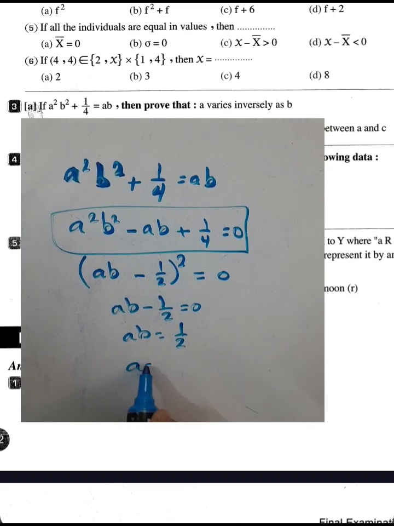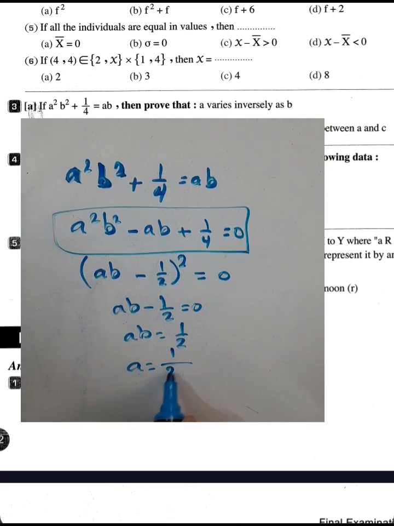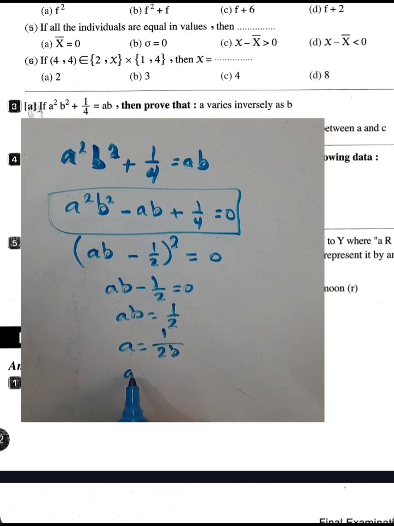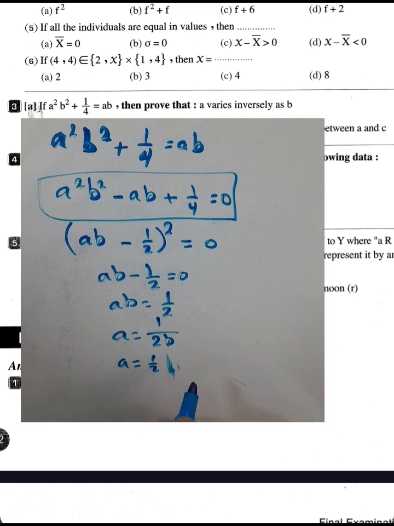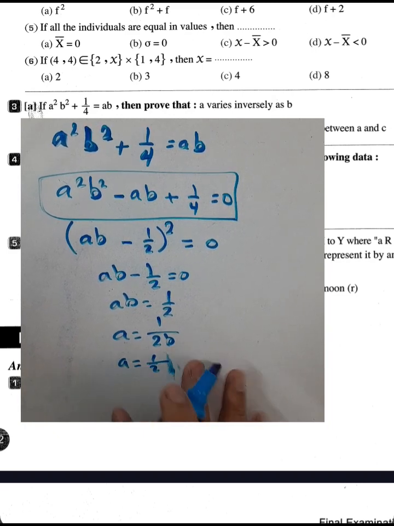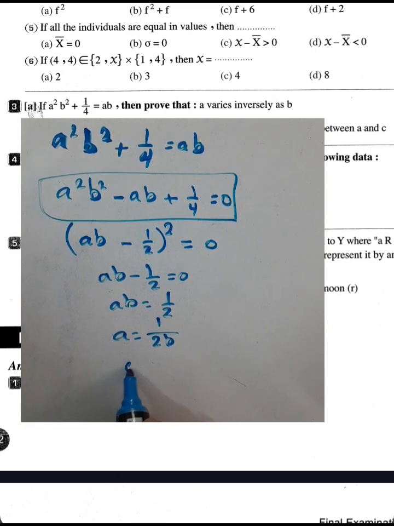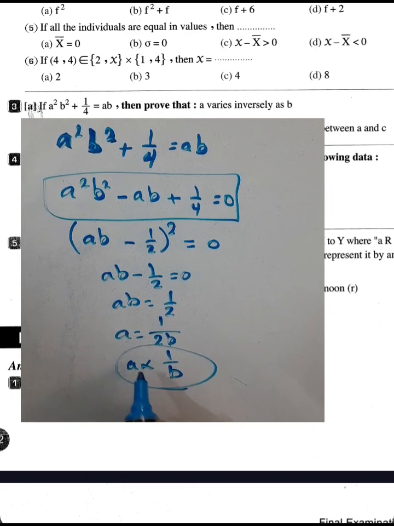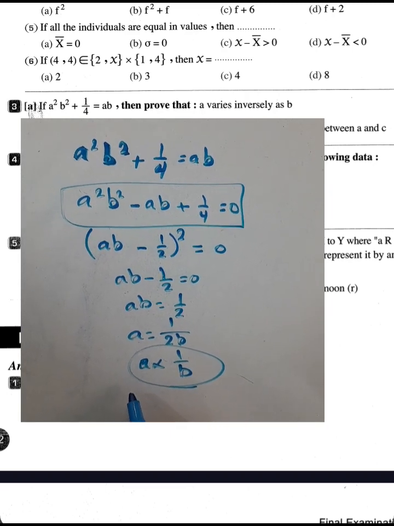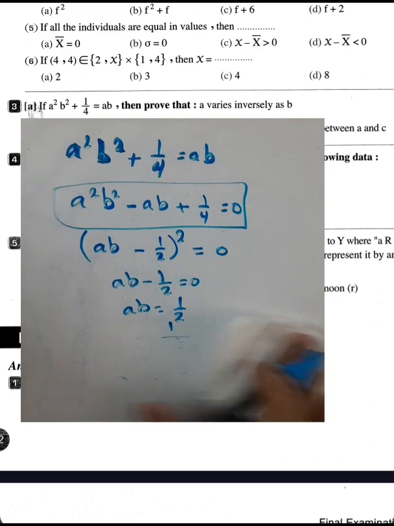Then you can write a equals 1 over 2b, and then a will be half multiplied by 1 over b, with b in the denominator. 1 over 2 is a constant. You can cancel the constant here and write that a varies inversely with b. A will vary inversely with b. Okay, then next example.